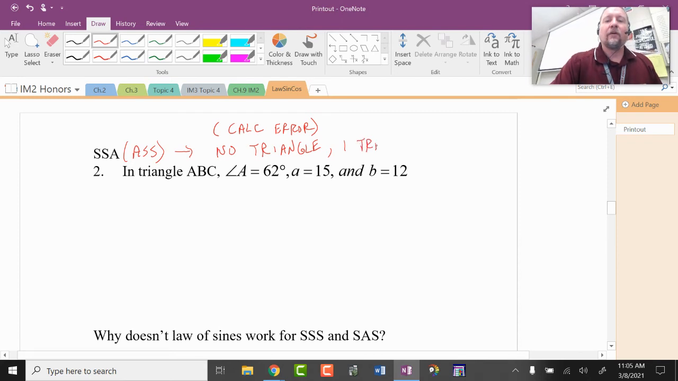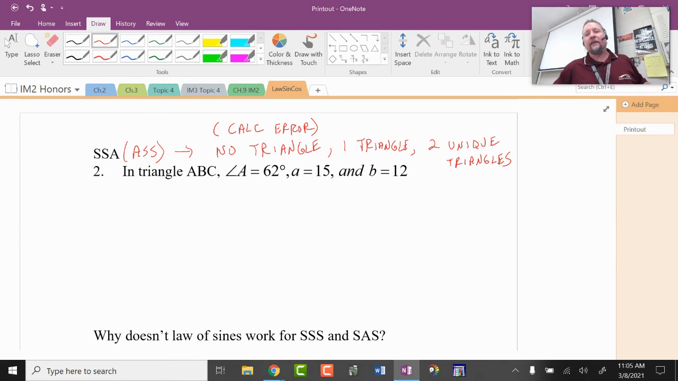Here's the worst part, and I'm not going to have any examples in any of the notes that actually do this. It could create 2 unique triangles. And I'm sure when engineers or city planners are given information, they'd have to know what kind of thing we're talking about: do you want this triangle or that triangle?